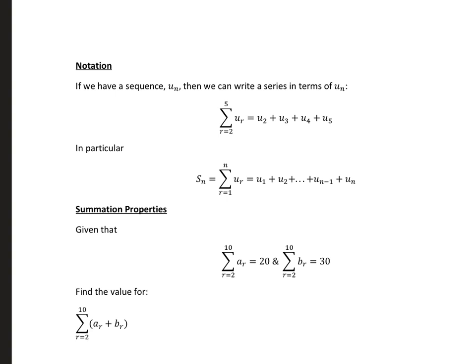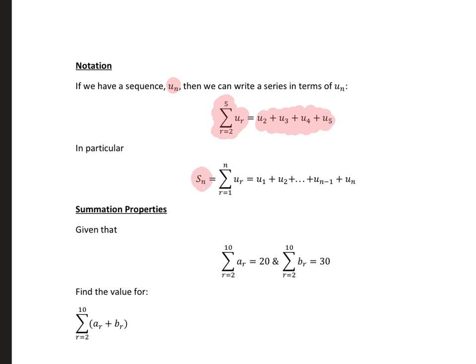Okay, let's talk a bit about the notation. So if we have a sequence, let's call it u n, then we can write a series for that in terms of u n's. So for example, I just pick some random numbers. I want to start from the second term. So when r is 2 to 5, again, I've used the letter r, I could use any letter I want. That means add together the terms of that sequence starting at 2 going up to 5. So u2, u3, u4, u5, add them together.